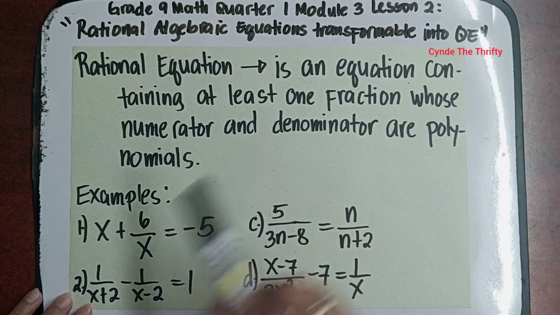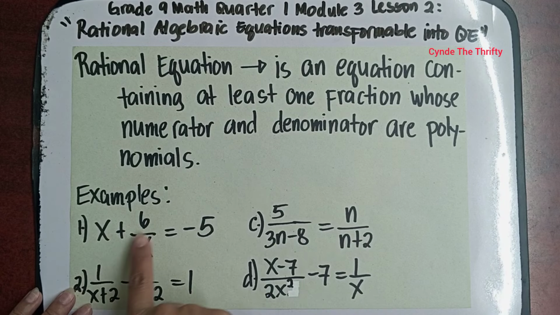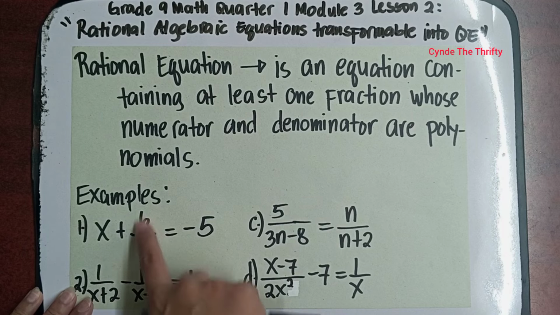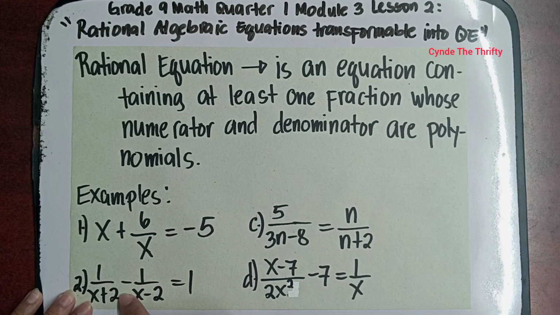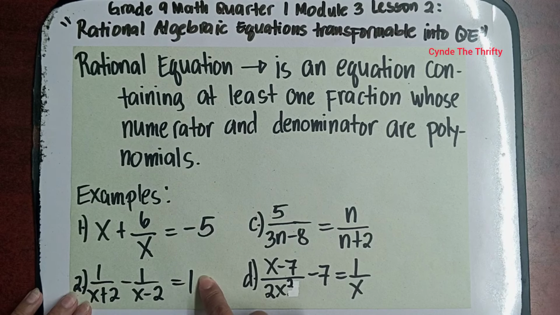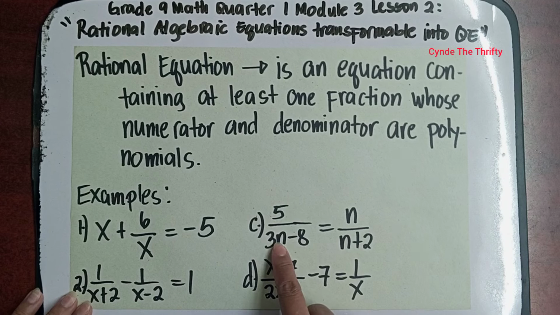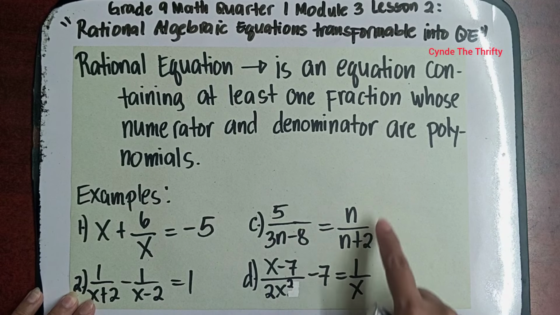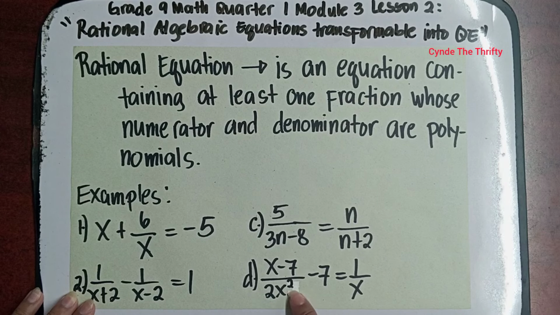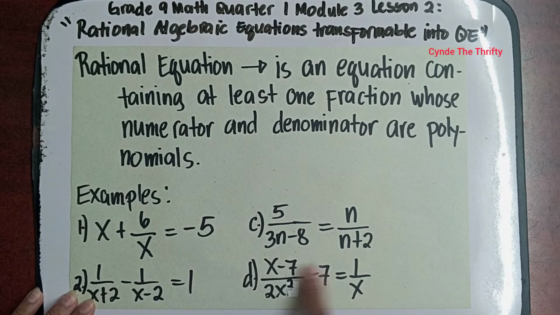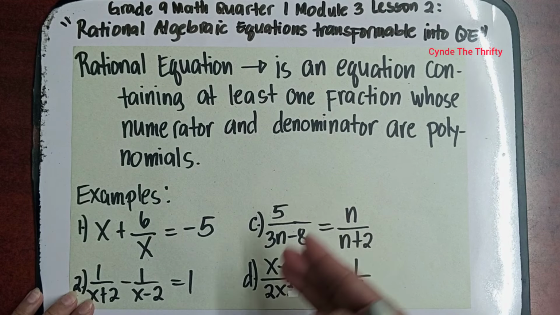Okay, examples ng rational equation. For example, x plus 6x is equal to negative 5. Okay, so ito yung ating fraction in the form of polynomial. And the number 2, 1 over x plus 2 minus 1 over x minus 2 is equal to 1. And then 5 over 3n minus 8 is equal to n over n plus 2. X minus 7 over 2x squared minus 7 is equal to 1 over x. Okay, so ito yung mga equation na tinatawag nating rational equation.